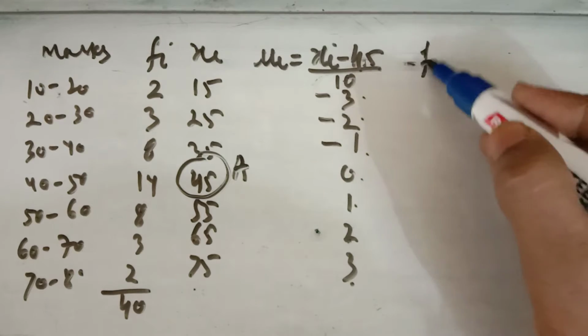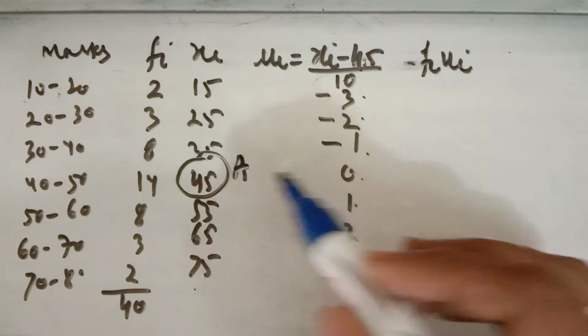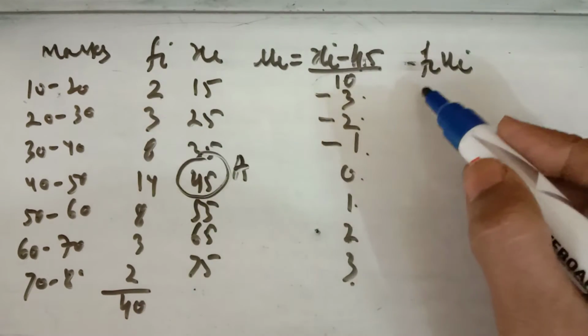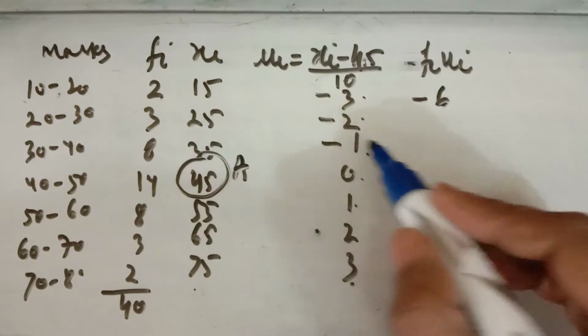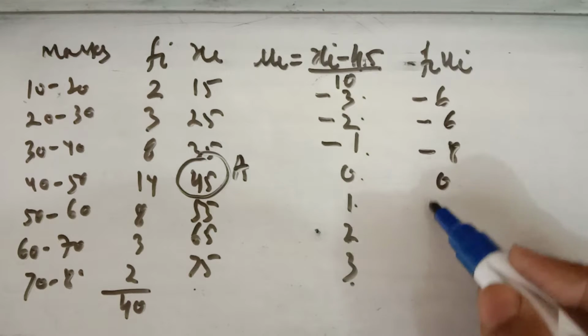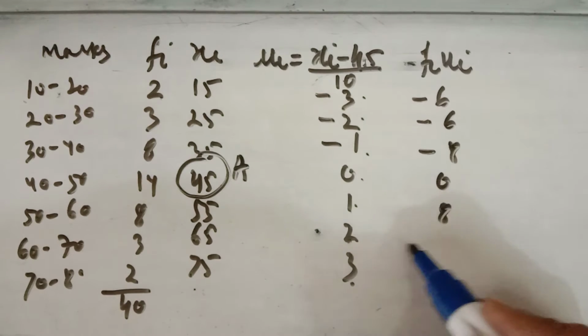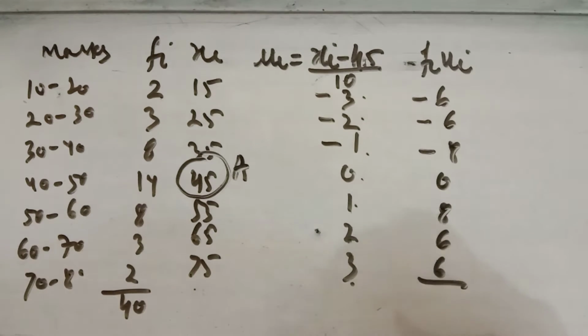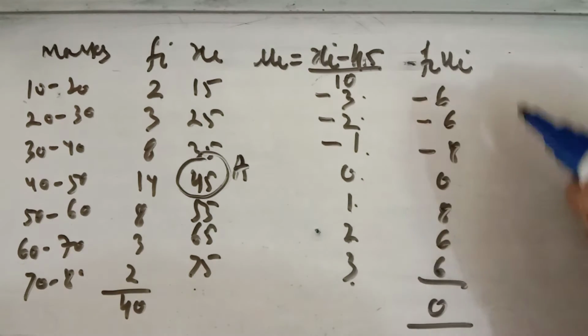After that, what do you do? Multiply fi with ui. It will be minus 6. 3 into minus 2, that is again minus 6. 8 into minus 1 is minus 8, 14 into 0 is 0, 8 into 1 is 8, then 6 and 6. So this is the sum, which is coming out to be 0. If you add these, 0 comes.